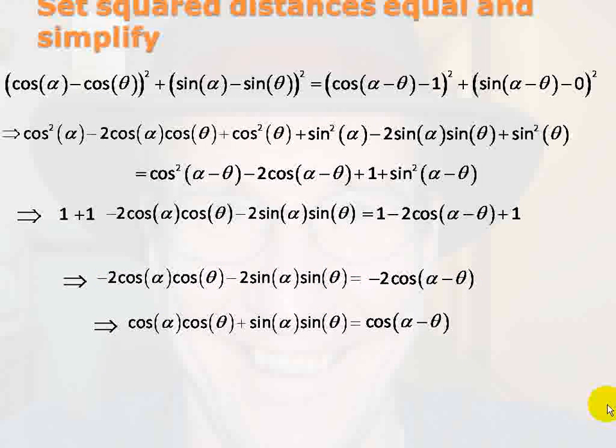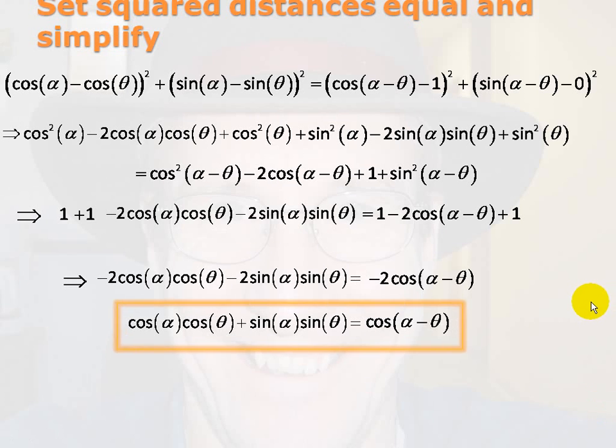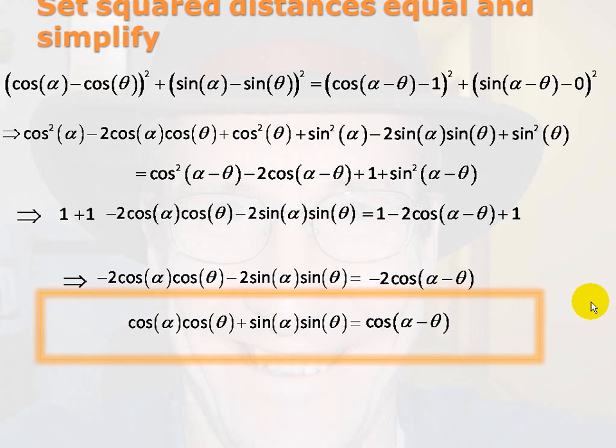This is the difference formula for cosine. And this is the first one of our identities that we want to take note of. The cosine of a difference of angles, alpha minus theta, is equal to the cosine of alpha, cosine theta, plus sine alpha, sine theta. Now that's the first one.